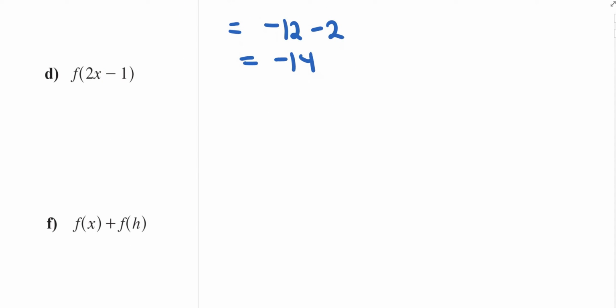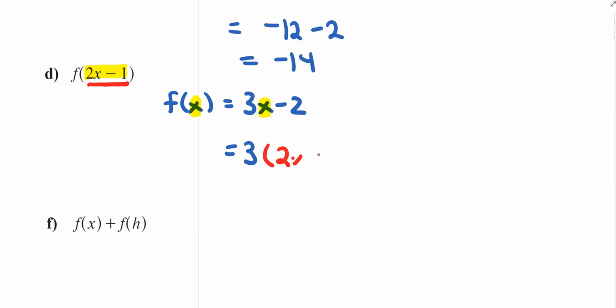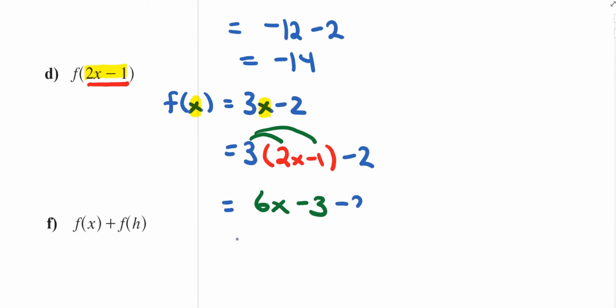And for question 2d, I'm given f of 2x minus 1. So the original problem is f of x equals 3x minus 2, and I'm replacing all my x's now with 2x minus 1. So this will be 3 times the bracket 2x minus 1, and then I have a negative 2 there. We distribute the 3 onto the 2x minus 1, so that will give me 6x minus 3, and then I subtract the 2. Negative 3 minus 2 is negative 5, so the answer is 6x minus 5.